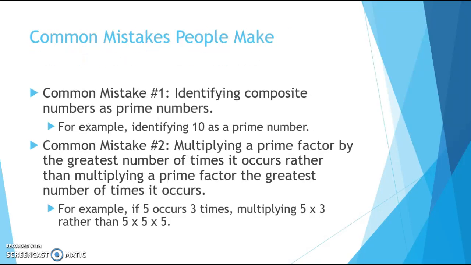Next, I will be explaining common mistakes people make. The first common mistake is identifying composite numbers as prime numbers. For example, identifying 10 as a prime number. The second common mistake is multiplying a prime factor by the greatest number of times it occurs rather than multiplying a prime factor the greatest number of times it occurs. For example, if 5 occurs 3 times, multiplying 5 times 3 rather than 5 times 5 times 5.